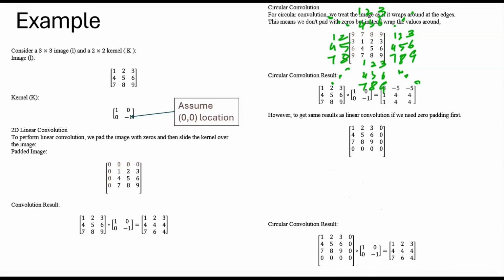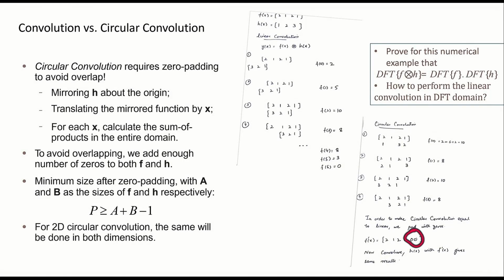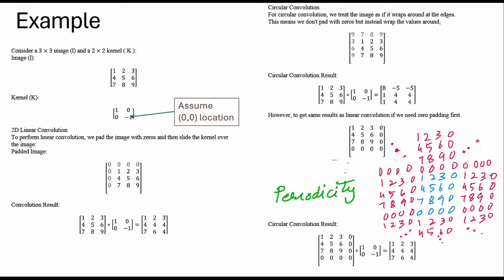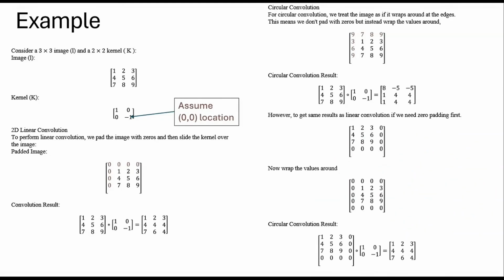In order to make the result the same as this one, I have to pad with zeros at the end. Again, what I did, I padded 0 right here. Once I do this, and then I convolve. Just to summarize, in order to make the circular convolution equal to the linear convolution, you pad with zeros.